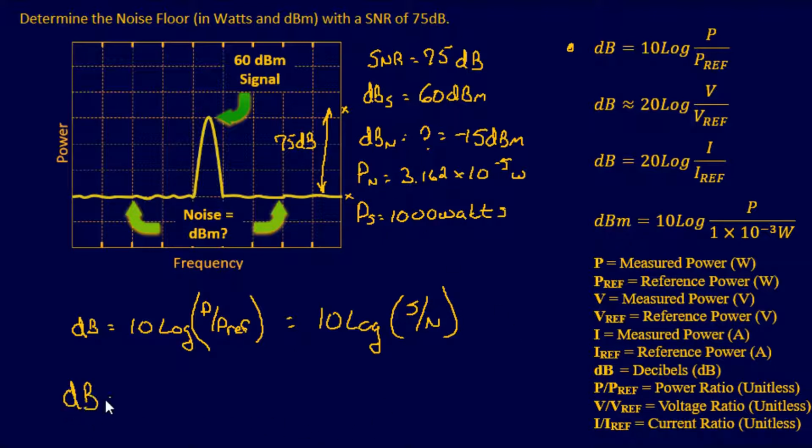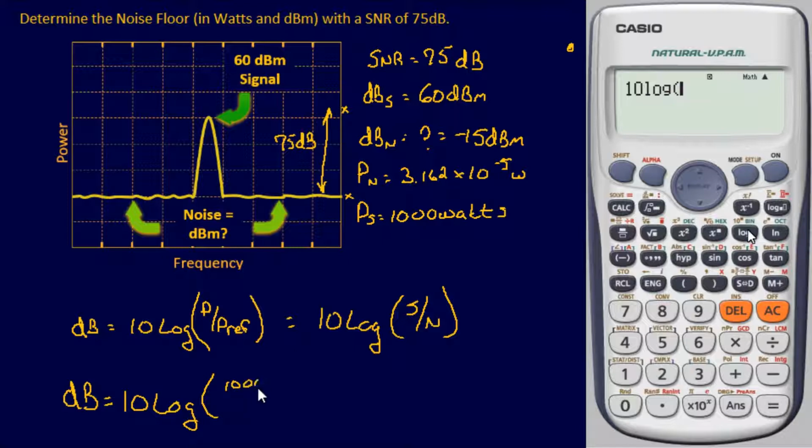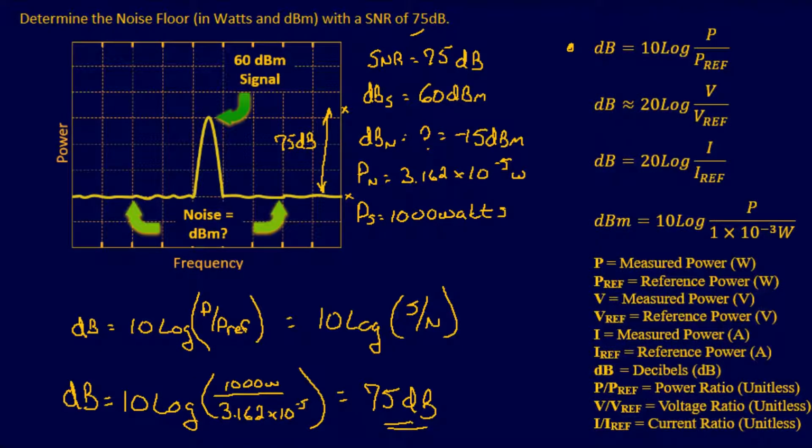Decibels equal 10 log, and it's going to be signal, which is 1,000 watts, over our noise, which is 3.162 times 10 to the negative 5. And if we plug and chug that in our calculator, it's going to give us an answer of 75 decibels. So right there, you just confirmed your answer, because we have a 75 decibel signal to noise ratio from our noise to our signal. So that confirms our answer.